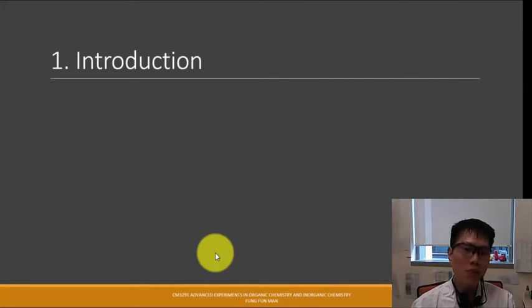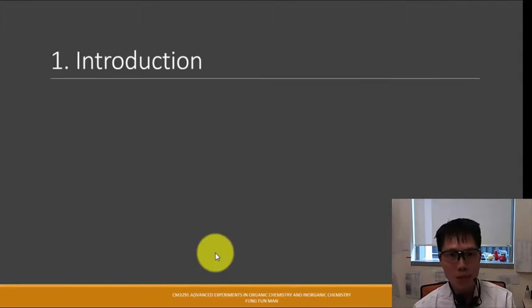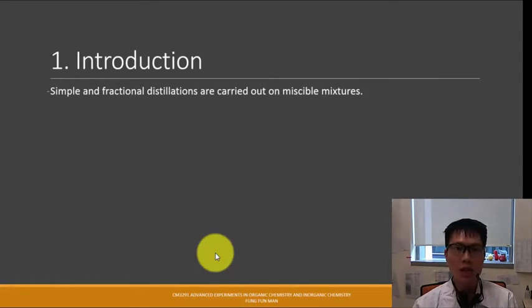Now for the introduction, we know that simple and fractional distillations are carried out on what kind of mixtures? Is it immiscible mixture or miscible mixture? That's right, miscible mixture. That means the liquids will come together to form one homogeneous solution. We learned that ideal mixtures follow Raoult's law. Recall Raoult's law from your physical chemistry.